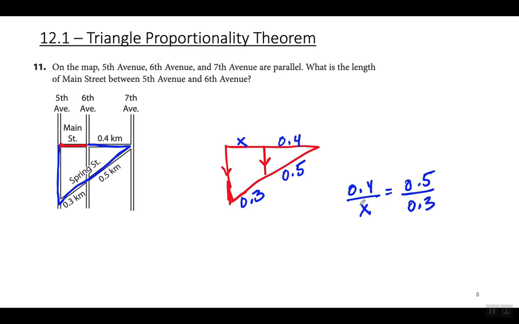Alright, so I'm going to multiply diagonally here, 0.4 times 0.3, and I'm going to get 0.12 equals 0.5x. So x is going to equal 0.12 divided by 0.5. And my answer is going to be 0.24.